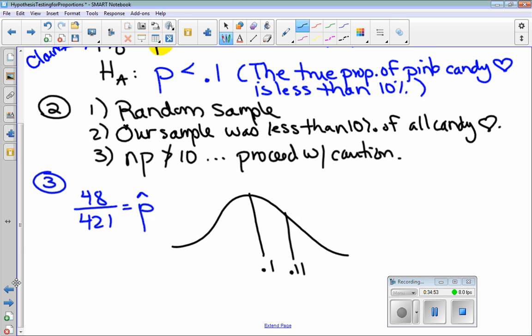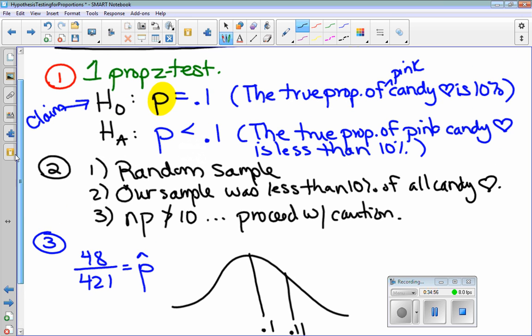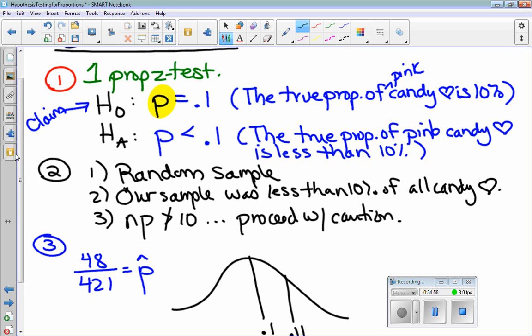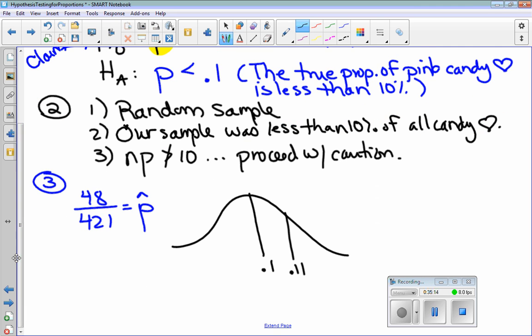You with me? Okay. And the alternative hypothesis tells you which direction to shade. We think it's less than that. Yeah. We think it's less than. That means less than, right? Less than 10%? Less than. So I'm going to shade less than this. Right away, what do you notice?